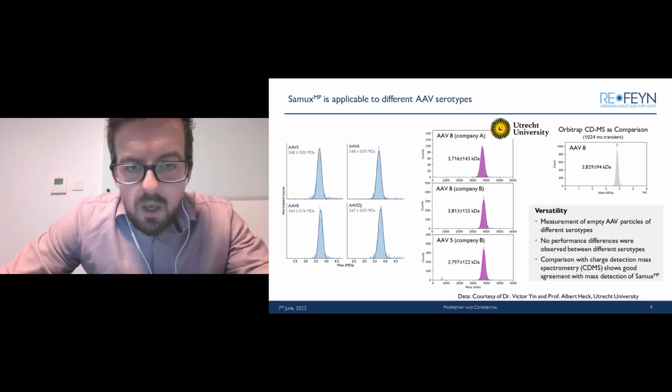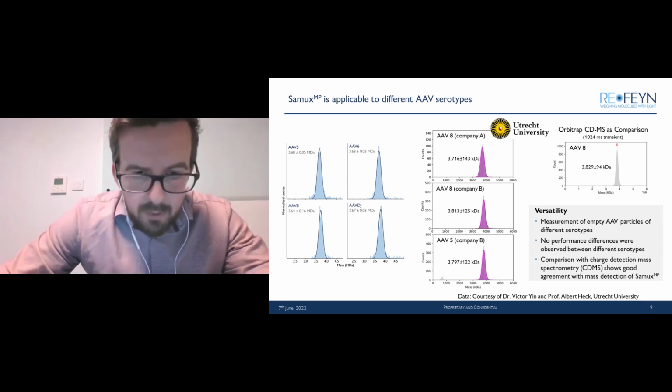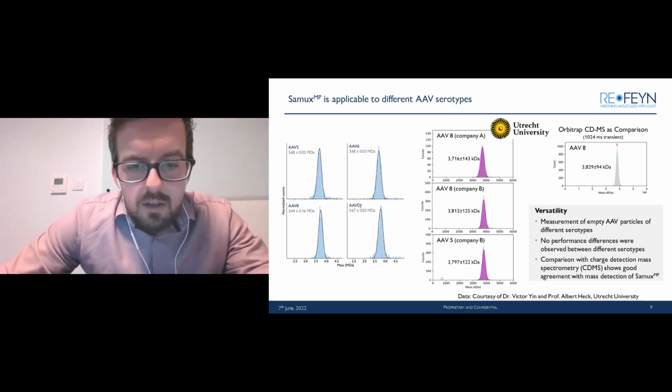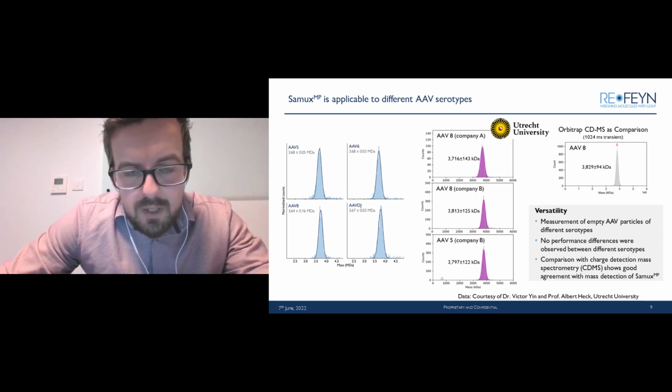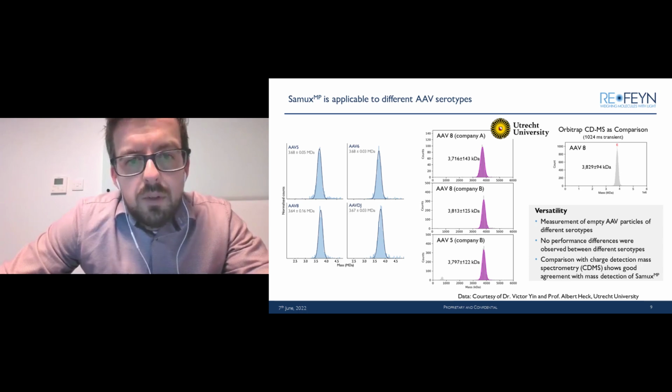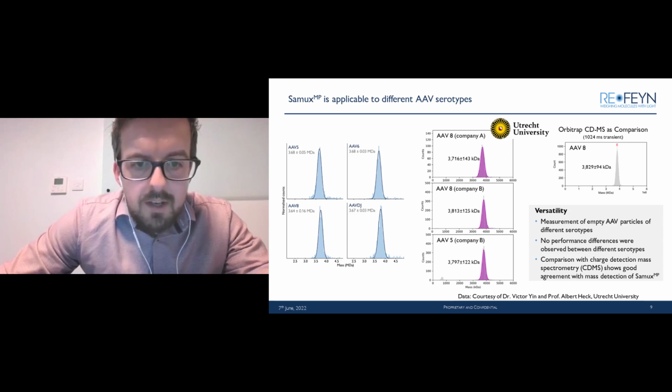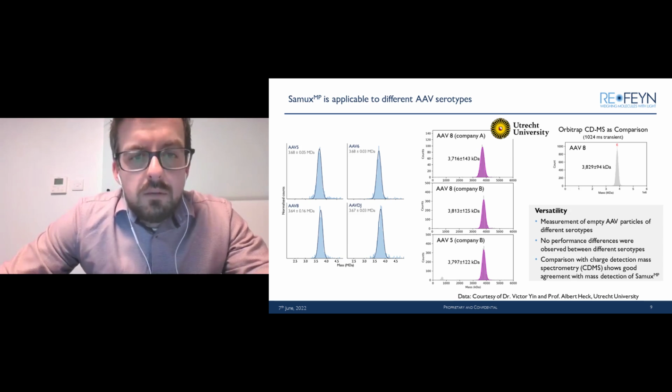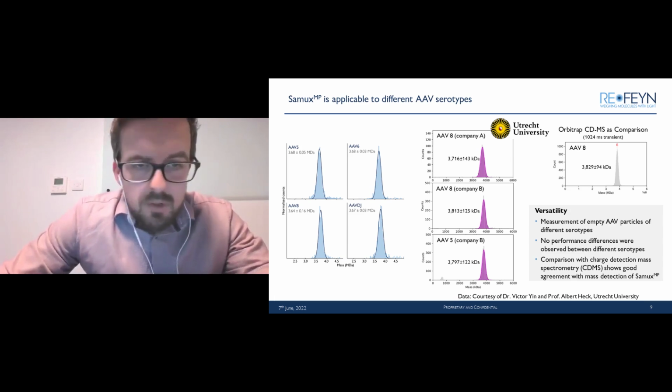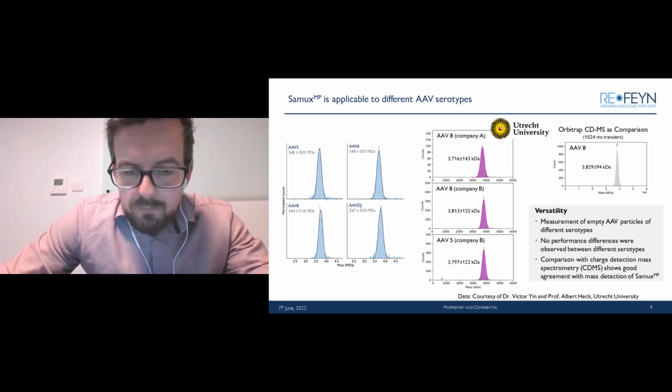Another one of our collaboration partners, Utrecht University, performed a similar experiment looking at a couple of different serotypes, 2 AAV8 samples from 2 different commercial suppliers, as well as an AAV5. And their results agreed with ours. There is no difference between different serotypes.